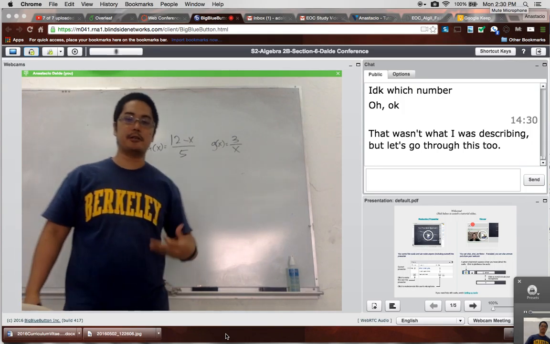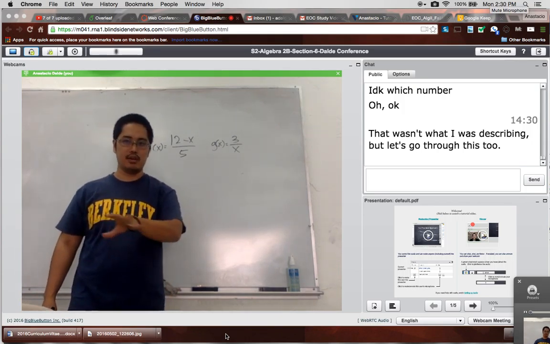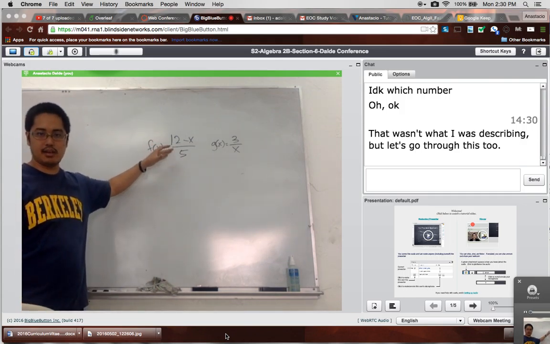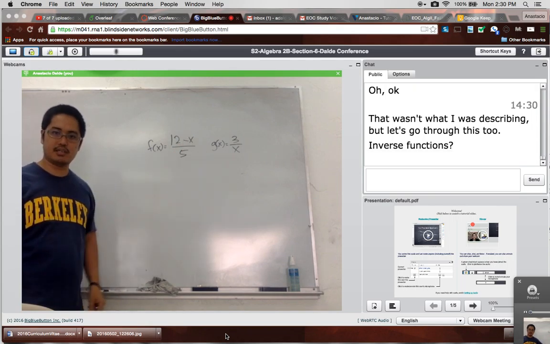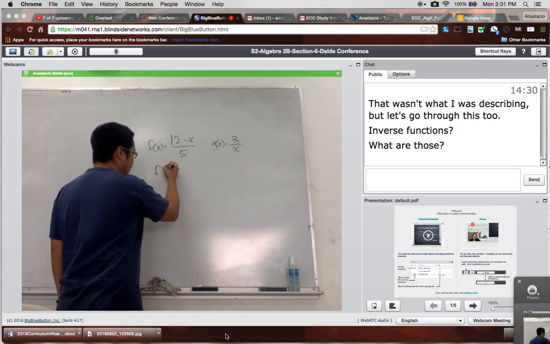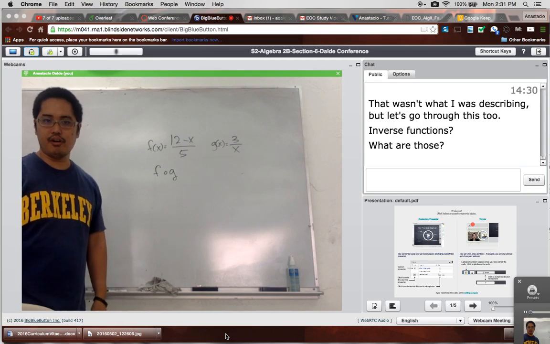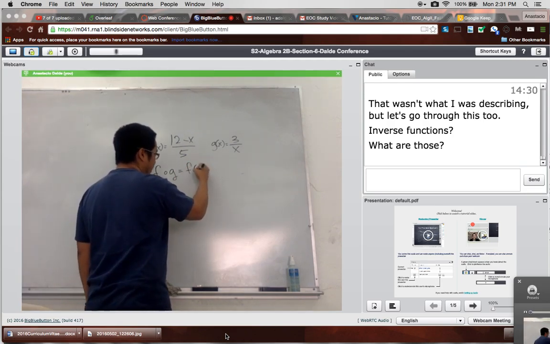Talking about functions within functions. So I just made this problem up. It's not in any of your packet. It's just straight up here. Here's f of x, 12 minus x over 5. Here's g of x, 3 over x. What I want to do is find f o g. That's what we call it, fog, f-o-g, or f of g of x.